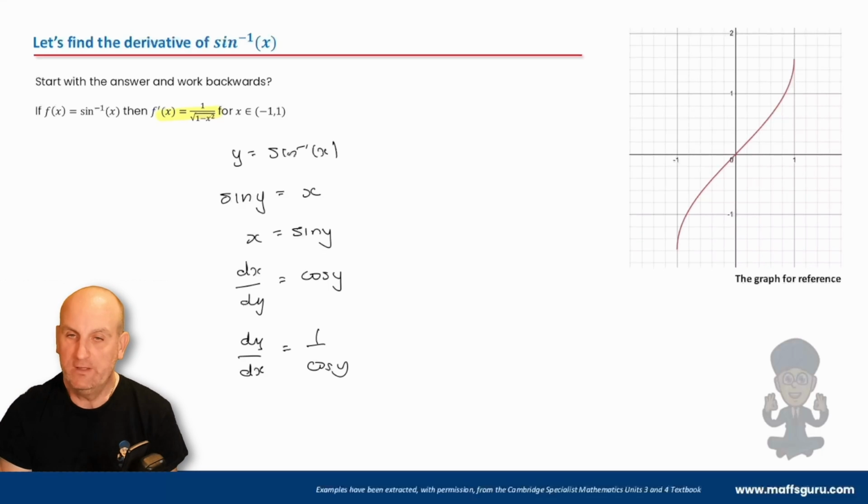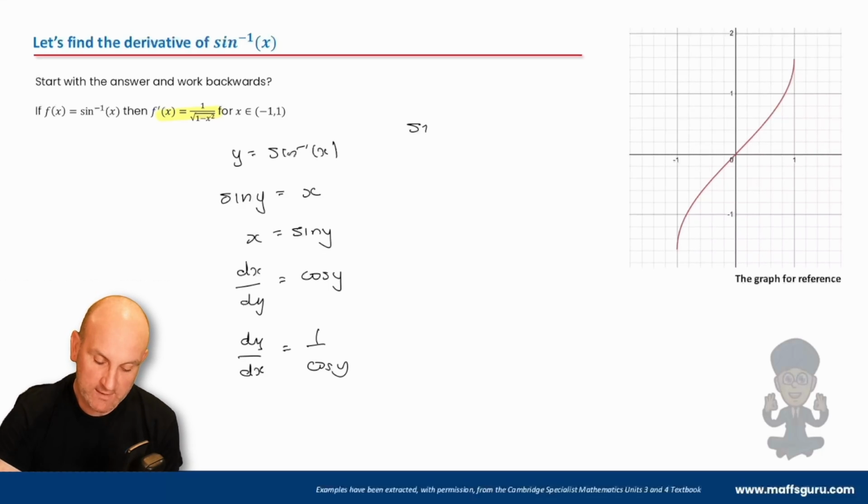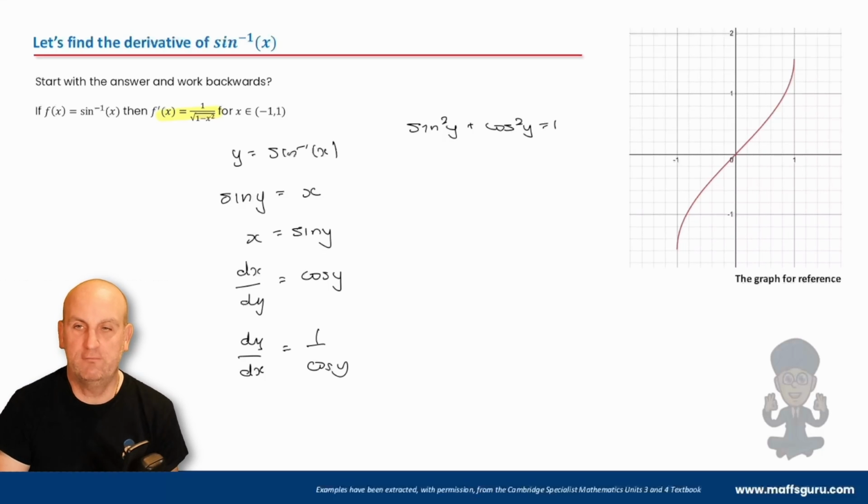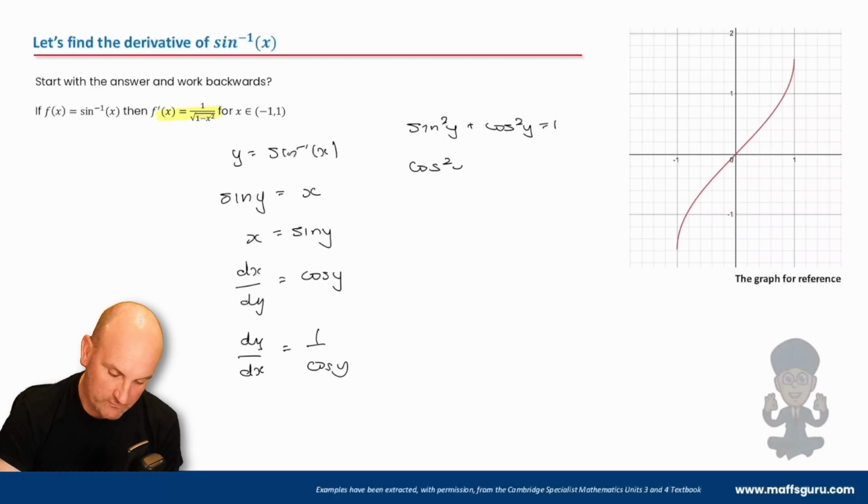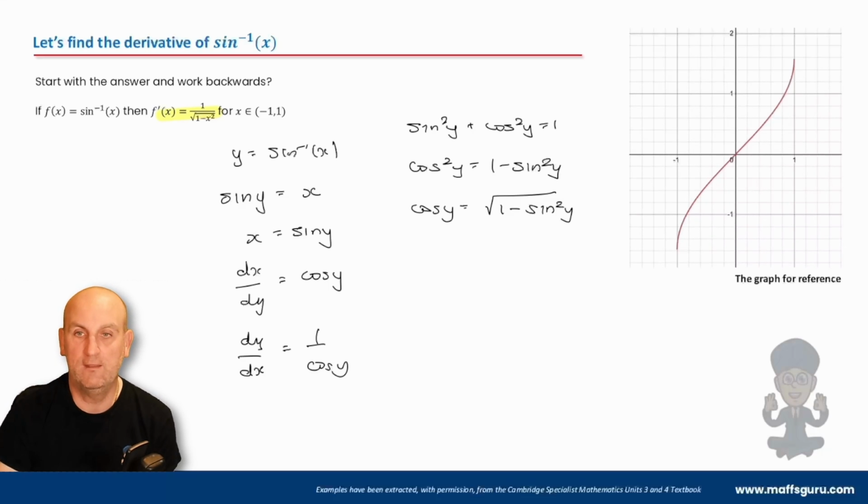Why have we got a problem? Well, I don't want it in terms of y, because normally we want it in terms of x. Cosine of y. Hold on a moment. I know that sine squared of y plus cosine squared of y is 1. That's that Pythagorean identity that comes up all the time. So cosine squared of y is 1 minus sine squared of y. Then the cosine of y is equal to the square root of 1 minus sine squared of y. Plus or minus, all right? But in this situation, we're probably only going to be looking for the positive, so let's have it there.